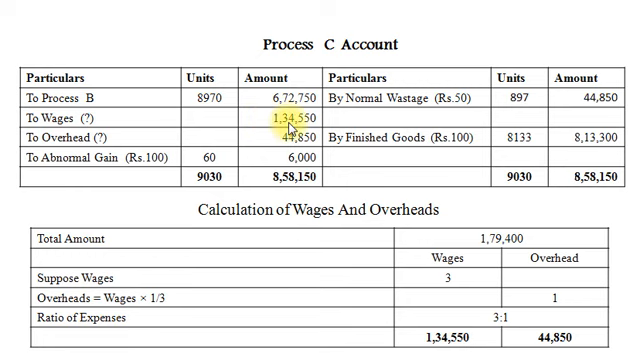Wages 1,34,550 and overheads 44,850, and our process C account is tallied 9,030 units and 8,58,150 rupees. Now in process C we have an abnormal gain account, so we will prepare abnormal gain account for process C.